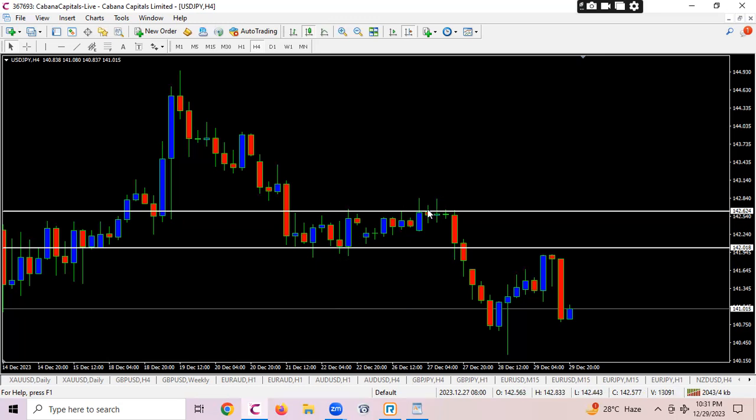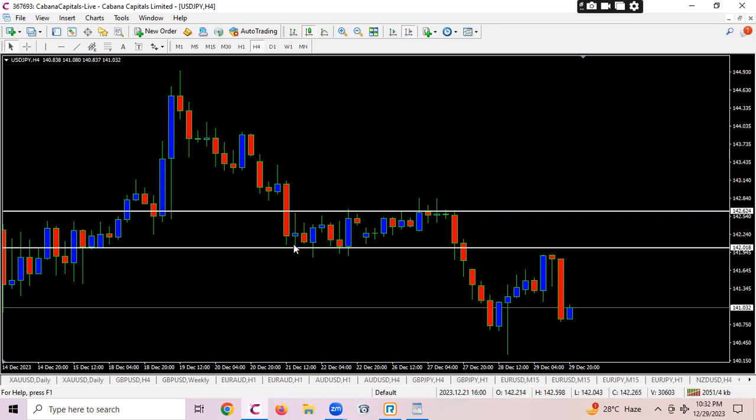We call this level your supply or resistance level. This level, you could call it your demand or support. So this is a ranging market. From this point to this point, what trend is that? The trend is bearish, right? Are you still here? From this point, price started dropping from this point to this point.